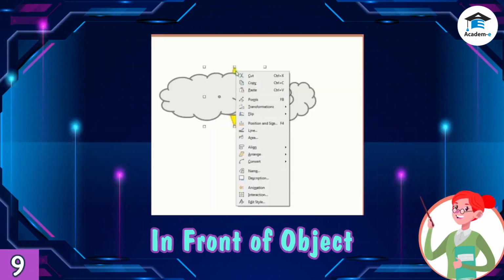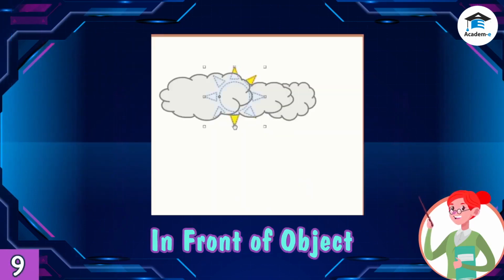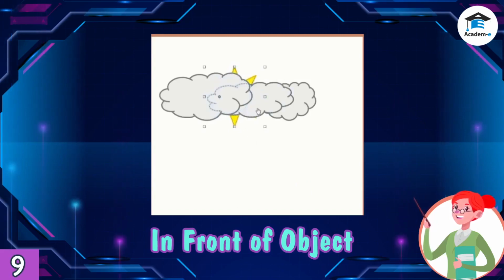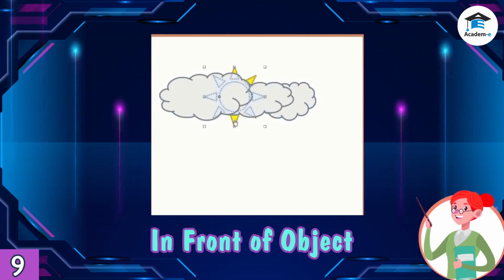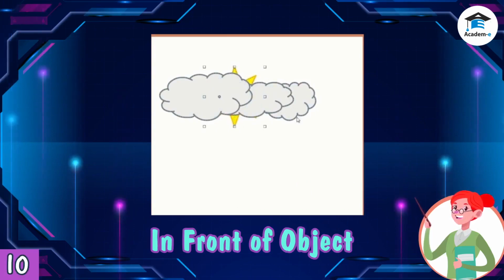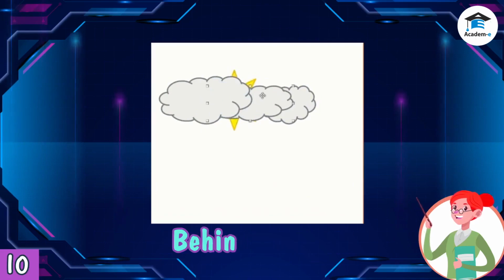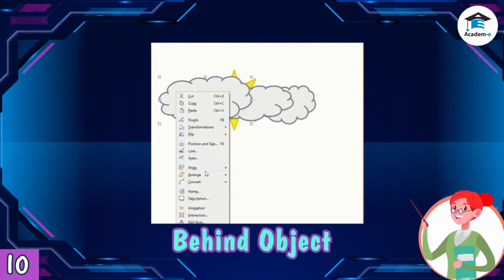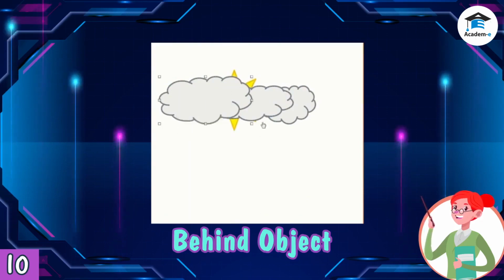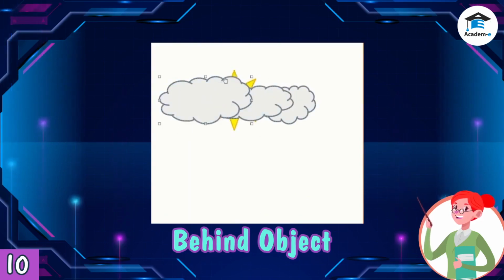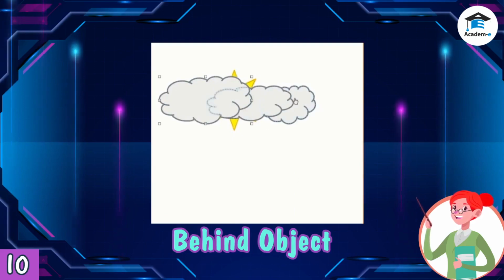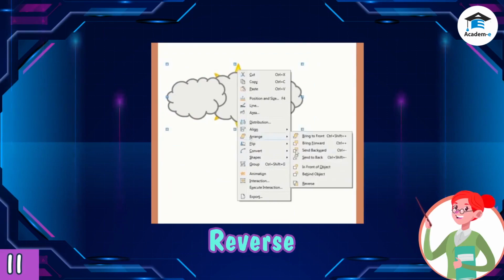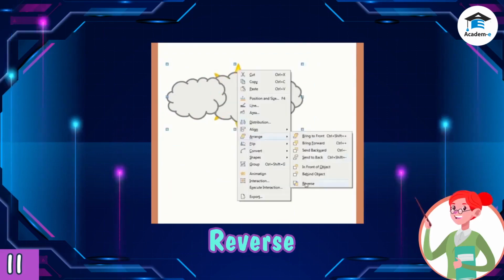In front of object. Changes the stacking order by moving the selected object in front of an object that you specify. The screen location of the selected object does not change. Behind object. Changes the stacking order by moving the selected object behind an object that you specify. The screen location of the selected object does not change. Reverse. Reverses the stacking order of the selected objects.